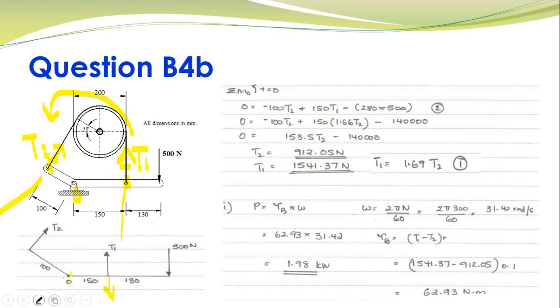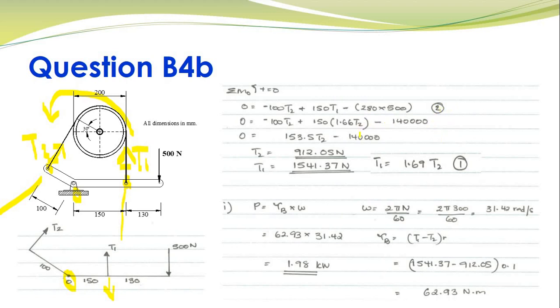The next thing is I will take sum of moments about my fulcrum point O, counterclockwise to be positive. Again, you will notice that I'm using my dimensions in mm straight away. So you'll see that T2 will cause a moment clockwise, so minus 100 T2, plus T1 is going to cause a moment in the counterclockwise direction, so positive, so plus 150 T1, and then this 500 Newton force is going to cause a moment in the clockwise direction about point O, so minus. The distance of the 500 Newton force from the fulcrum is 150 plus 130, which is 280. So I get my equation 2.